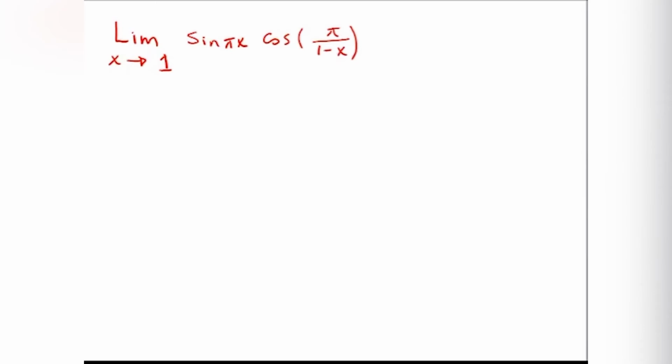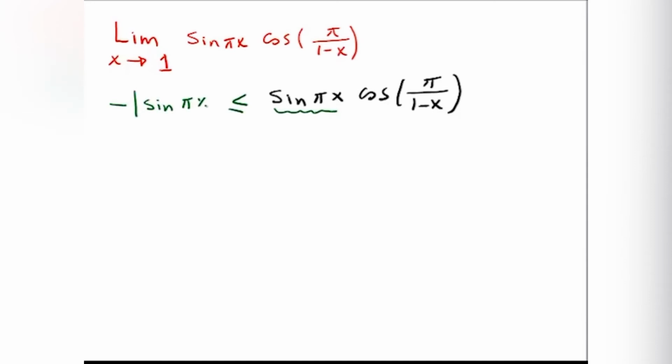Now I will apply this result to solve the problem. I know that sine pi x times cosine pi divided by 1 minus x is sandwiched, using the Sandwich Theorem, between minus the absolute value of sine pi x and the quantity is less than or equal to the absolute value of sine pi x.